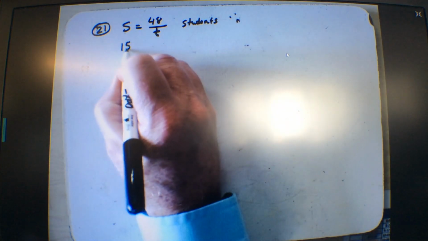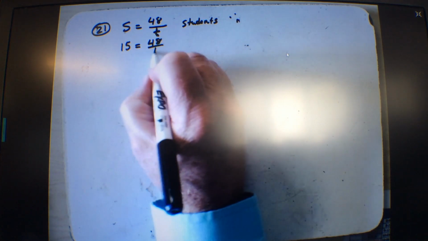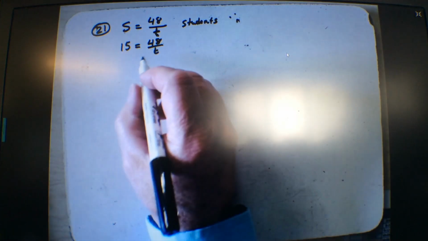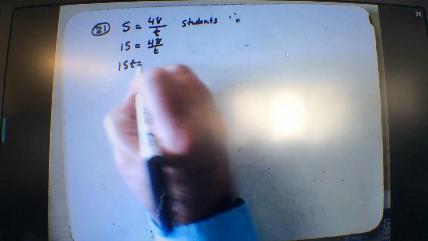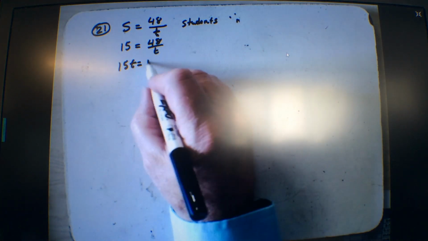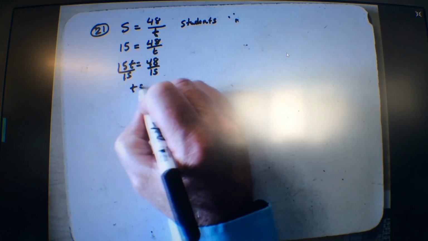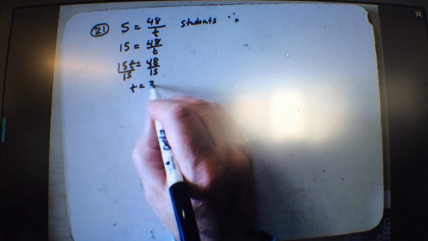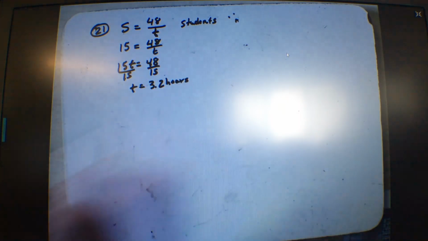Now it says, how long would it take 15 students to hand out the same number of flyers this year? Where does 15 go? It goes into the S, correct? And so I would do this, correct? Now, my question is, how do you solve this? Multiply by T. Divide by 15. Multiply by T, so I'd have 15T equals 48, and then I would divide by 15, T equals what? 3.2. 3.2 hours. Okay?